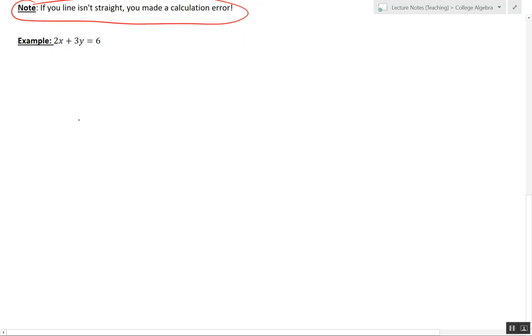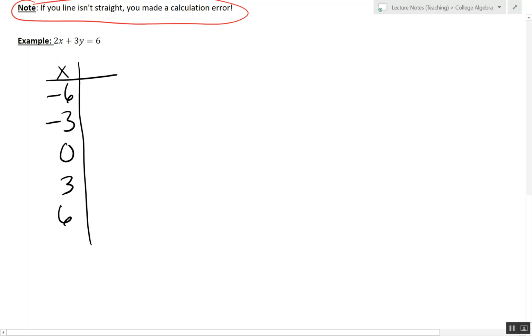So because I've done this already ahead of time, I know that for my x values, I want to make these multiples of 3, so -6, -3, 0, 3, and 6. So we need to figure out the corresponding y values because they will tell us what coordinate xy to plot. So we need to figure out the y values.